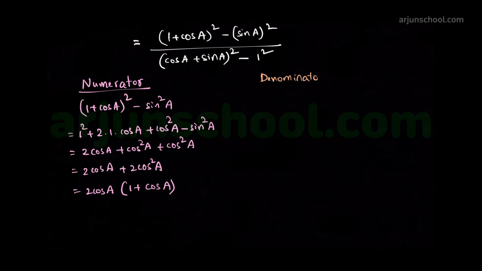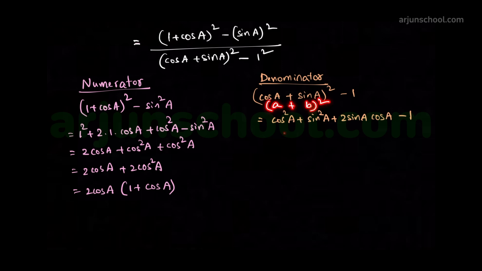Now let us simplify the denominator. Denominator is cos a plus sin a whole square minus 1. Expand the first term. Cos a plus sin a whole square is equal to cos² a plus sin² a plus 2 times sin a cos a minus 1. Sin² a plus cos² a can be written as 1.